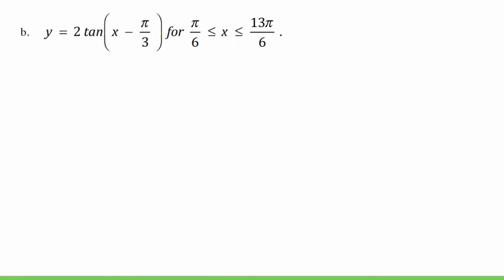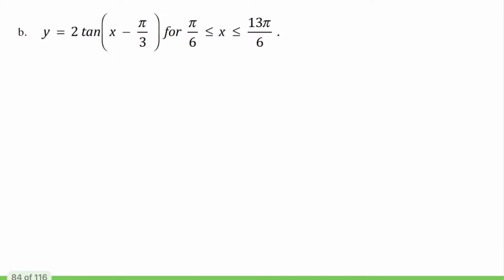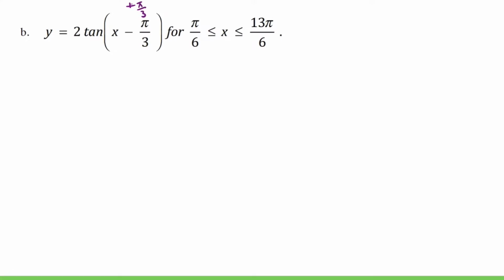Next one, part B. Now we need to sketch the graph of y equals 10 tan(x minus pi on 3). So in this case, we don't have any changes to our period, which is very helpful. But what I can notice is that I do have a translation. So basically what's happened is I've added pi on 3 to every single one of my points.